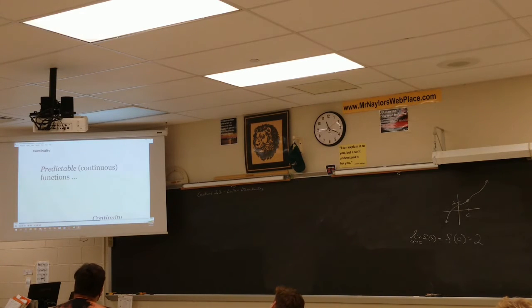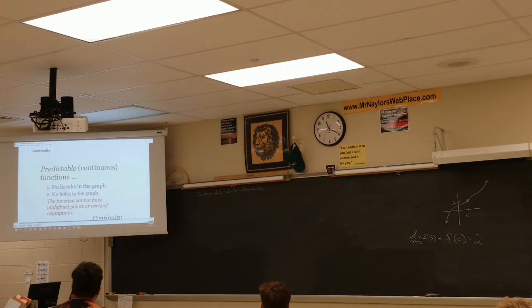So, continuous functions are predictable. But what does that mean? Well, it means two big things. One, no breaks. We already know that breaks occur in functions when no limit exists there. Therefore, for a function to be continuous, it must have a limit at every x in its domain. Secondly, no holes. Continuous functions must be defined everywhere in their domain.